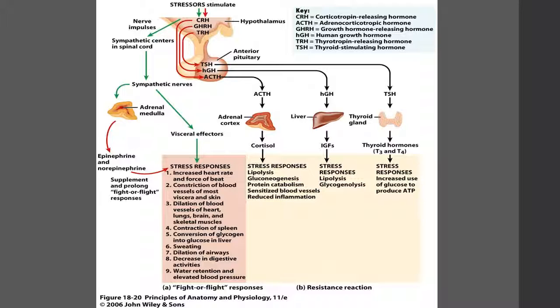They have a response. Also, sympathetic centers in the spinal cord, the fight or flight thing, hit the adrenal medulla. That kicks out epinephrine and norepinephrine. They support and prolong the fight or flight responses, and they list what those responses are. There's the turbo on the engine of the sympathetic nervous system. It really kicks it up, and you're going to see what's going to happen with all that stuff. That's all stuff that will happen in stress.